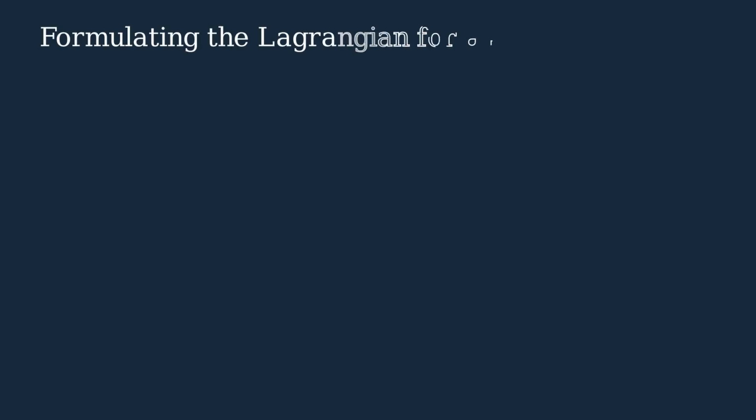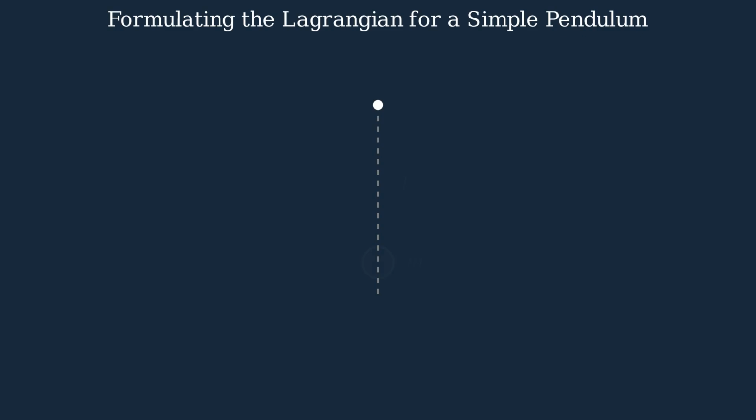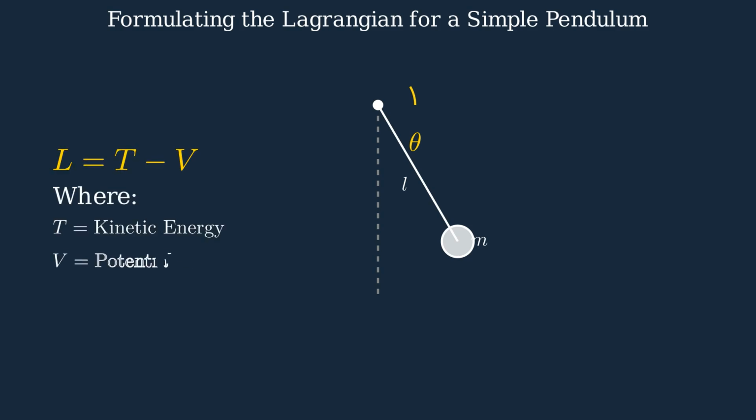Let's formulate the Lagrangian for a simple pendulum. We start with a pendulum consisting of a mass m attached to a rigid massless rod of length L. We need to identify the appropriate generalized coordinate, which in this case is the angle theta that the pendulum makes with the vertical. The Lagrangian is defined as L equals T minus V, where T is the kinetic energy and V is the potential energy.